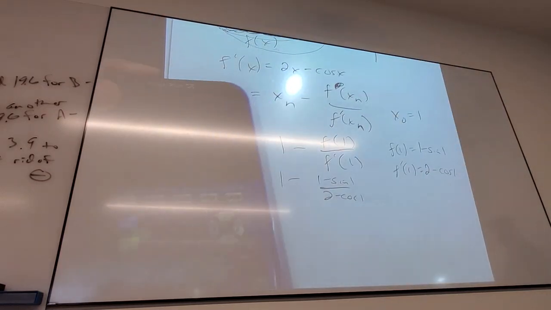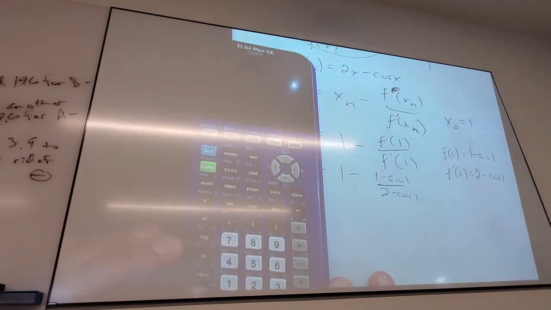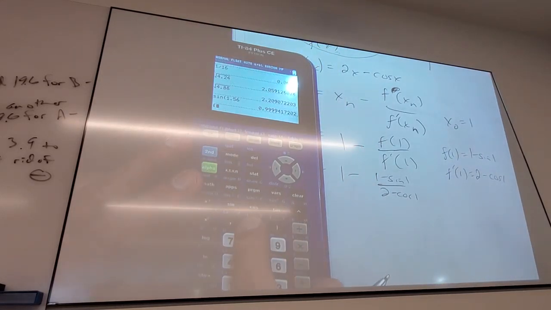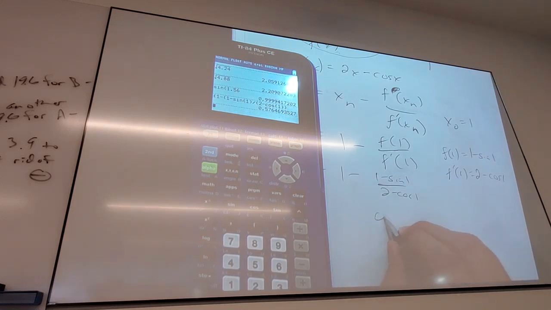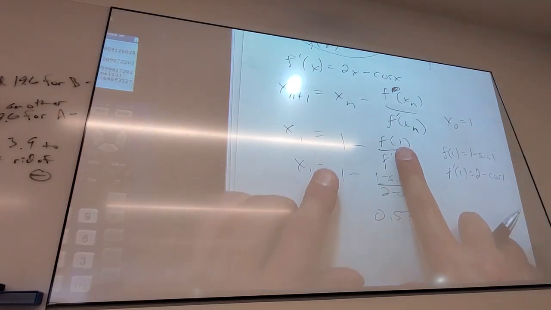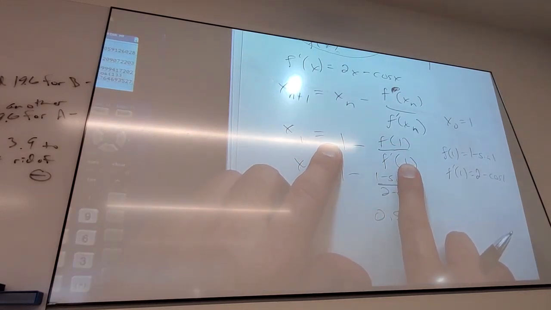So if we plug that into a calculator, 1 minus parentheses 1 minus sine 1 divided by 2 minus cosine 1, I get 0.576. So that is an improvement on our first guess. Then I could do this whole thing again, but I would put 0.576 here, here, and here. You guys kind of with me?